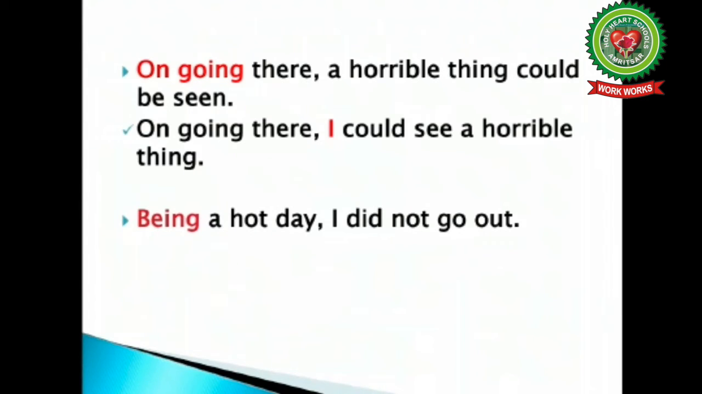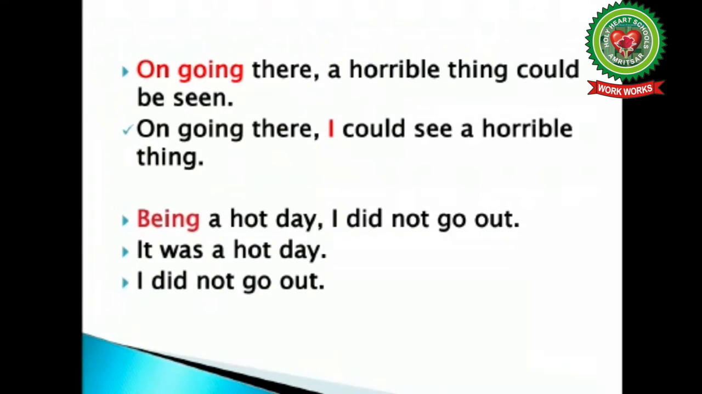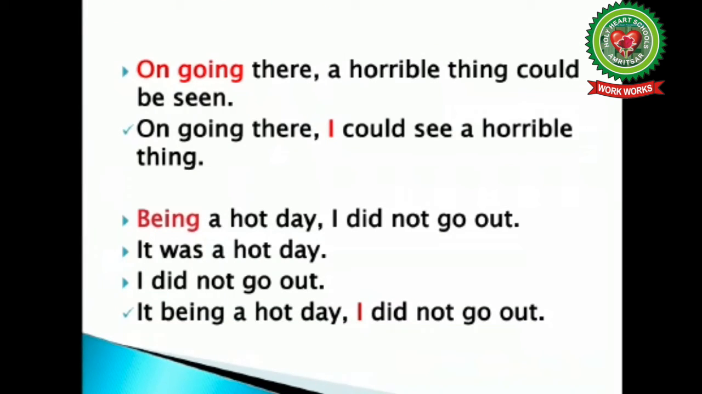Being a hot day, I did not go out. Children, now if we divide the sentence into two parts, we will get: it was a hot day; I did not go out. Both the sentences have different subjects. In the first sentence, the subject is it. And in the second sentence, the subject is I. So according to the rules, what we have to do? We should begin our statement with the first subject, that is it. So our answer should be: It being a hot day, I did not go out.